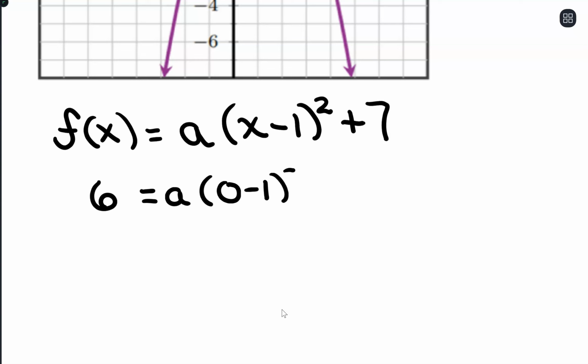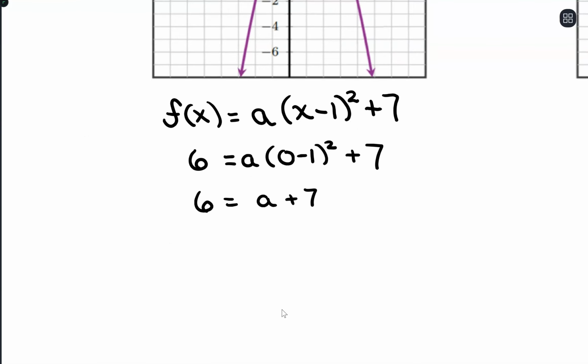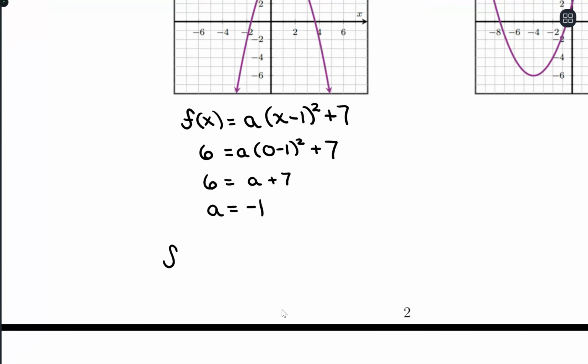So what I'm going to do is look at if I have an output of 6 equals a times 0 minus 1 squared, so plugging in 0 for x, and then plus 7. So 6 equals, well, 0 minus 1 squared is just 1, so a plus 7. Subtract 7 from both sides, so a is going to be negative 1. So my function, f of x, equals negative (x minus 1) squared plus 7.